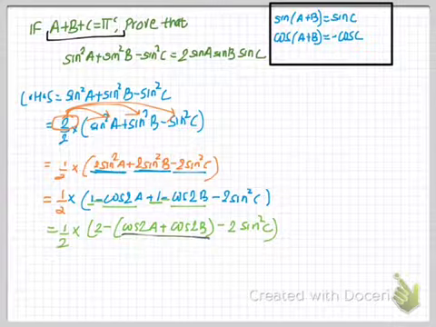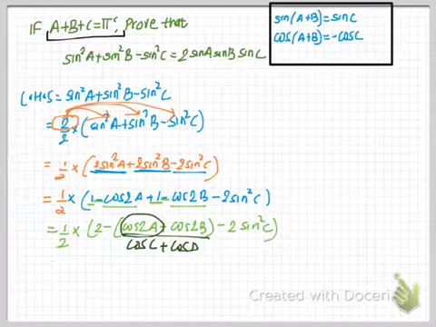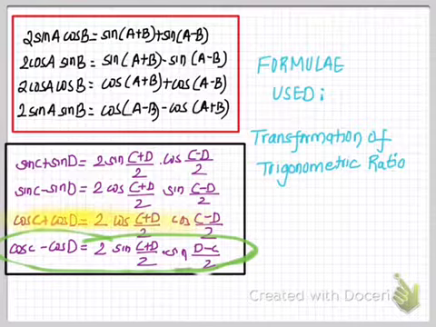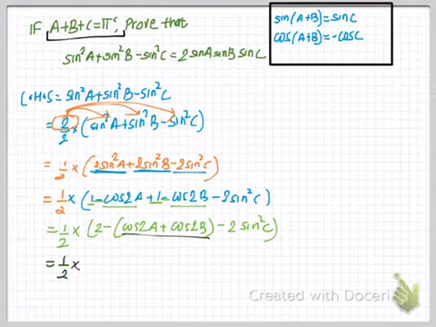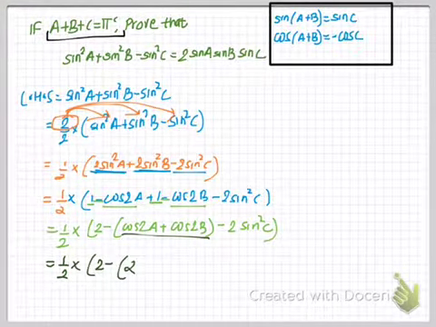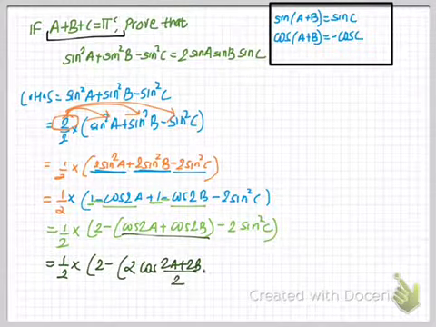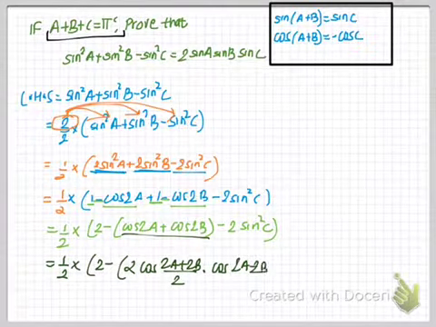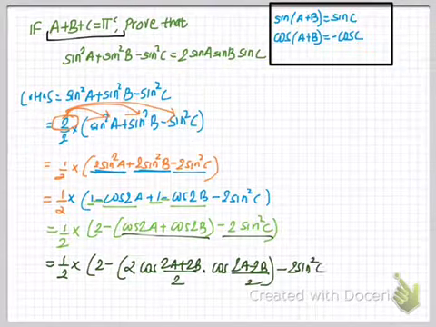Now let me apply the formula for cos C plus cos T, as this expression is in the form cos C plus cos T, and the formula for cos C plus cos T is 2 cos ((C plus T) by 2) dot cos ((C minus T) by 2). So here we have 2 minus, and then 2 cos ((2A plus 2B) divided by 2) dot cos ((2A minus 2B) divided by 2). Finally I have minus 2 sine squared C.